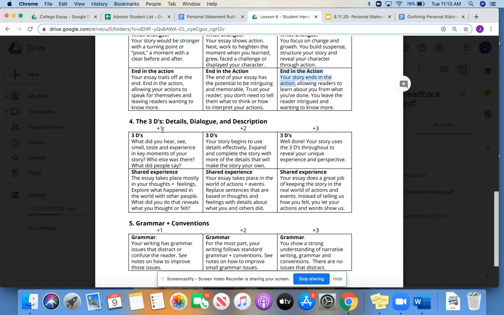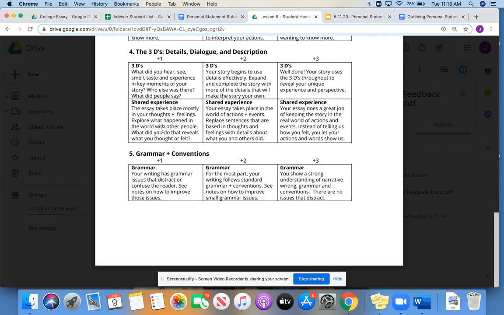Then we move on to the 3Ds: details, dialogue, and description. Your essay should take place in the real world where there's a lot of action, a lot of description, details, dialogue. You really want to paint a picture for your reader. You want your reader to be there with you on this journey. All right? You don't want to say things like I learned this, or I felt this, or I'm a strong person, because you want to show us with details, dialogue, description.